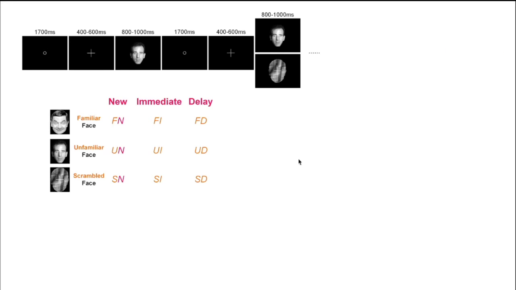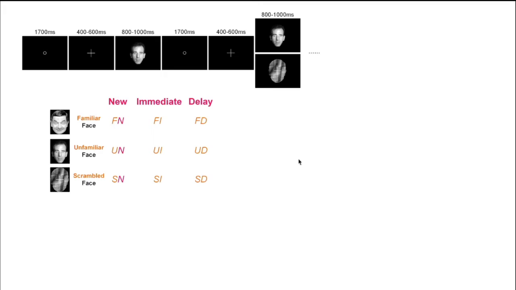Here we use EEG data from an open dataset. In this experiment, there are 3 types of faces and 3 test conditions. Participants would see each face twice. New means the first time you see this face. Immediate means you see the face again immediately. Delay means you see it again after several trials.